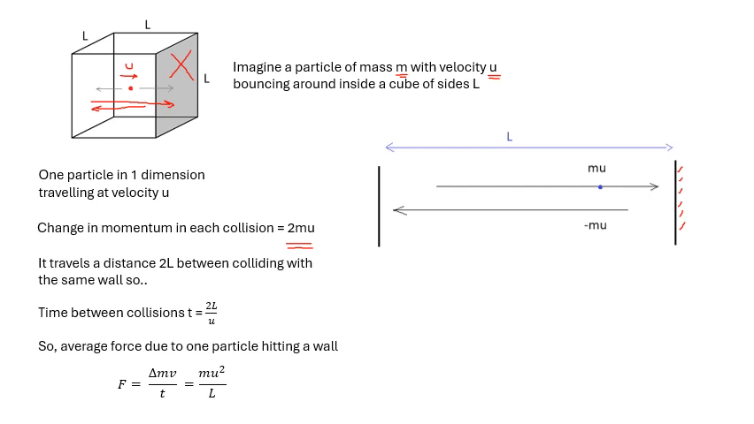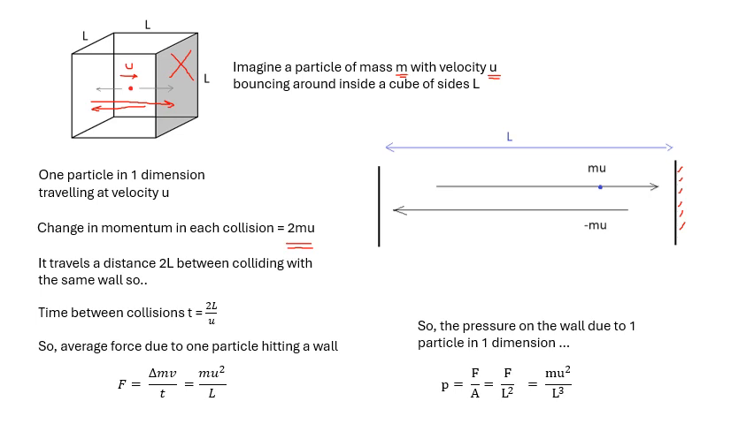The time between collisions. Because it travels a distance of 2L to get there and back, the time between collisions is 2L over u. That's just velocity is distance over time, and I've rearranged it. So t is 2L over u. So the average force due to one particle hitting that wall at right angles is delta mv over t. So that's the change in momentum divided by the time between collisions, which is mu squared over L. So that's the force due to one particle, mu squared over L in one dimension.